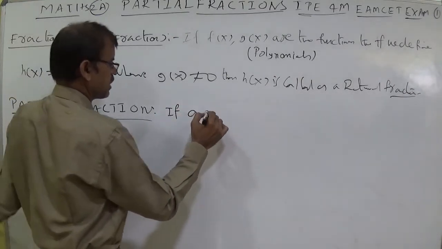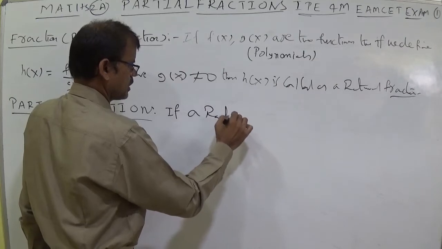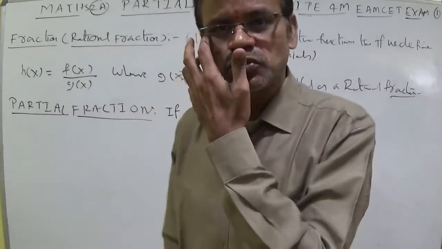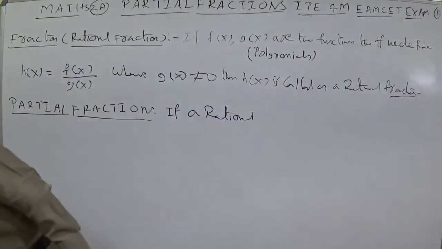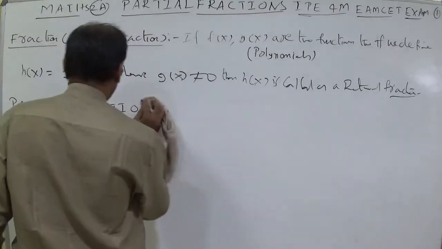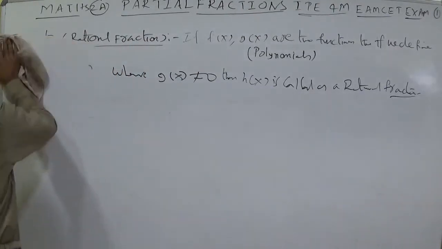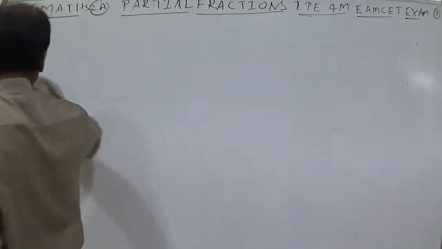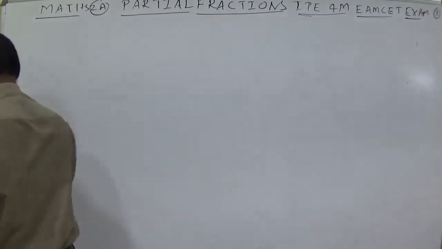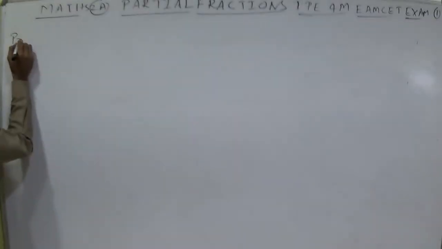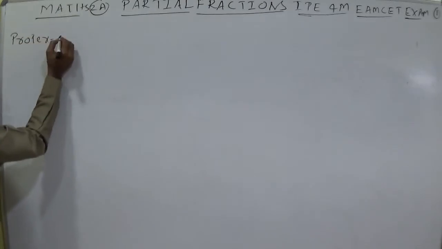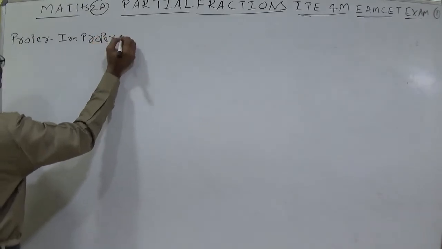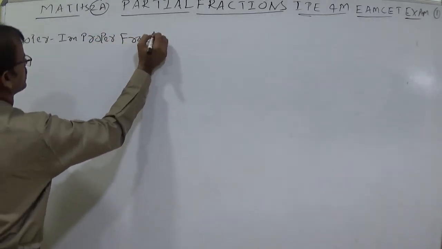If a rational fraction, that means a simple rational fraction, there are two types, proper and improper. So first of all, let us discuss proper and improper. Later we can discuss partial fraction. Let us discuss proper and improper fraction.